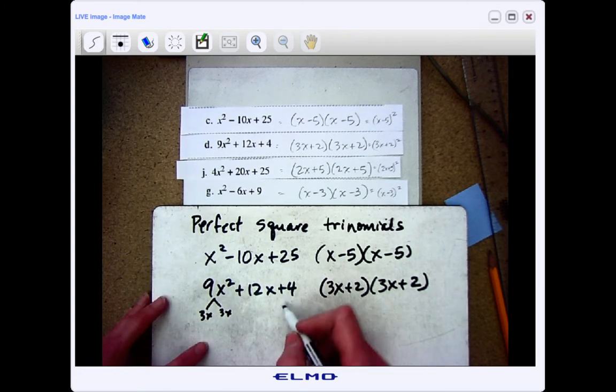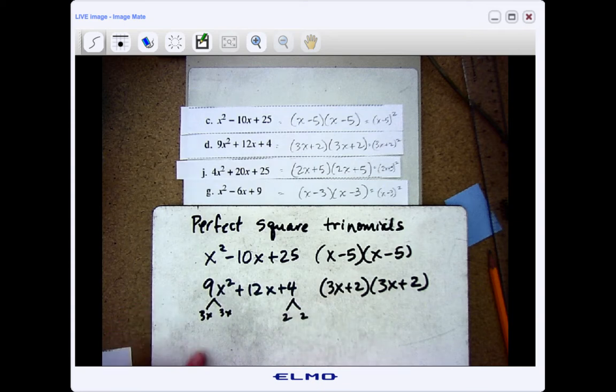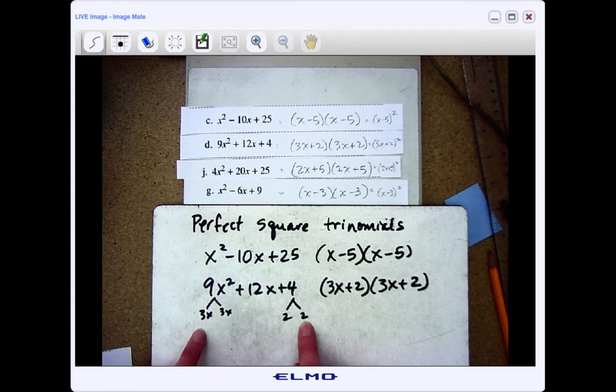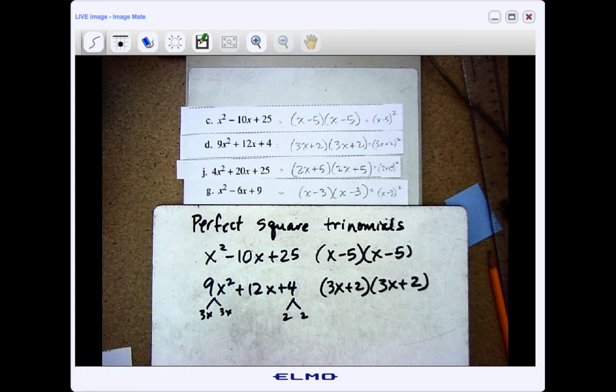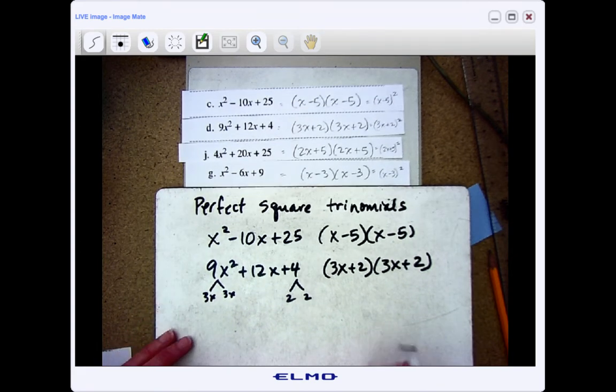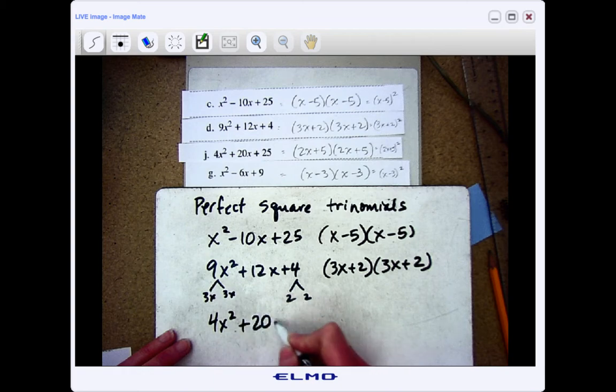Okay, this is 2 times 2. And if I multiply 3x times 2x, that gives me 6x, and 3x times 2x. So that middle term is the sum of the products of the square roots of both of these put together, okay? I know this is a little harder to see. Oh, I wish I was with you guys in class so I could ask you some questions.